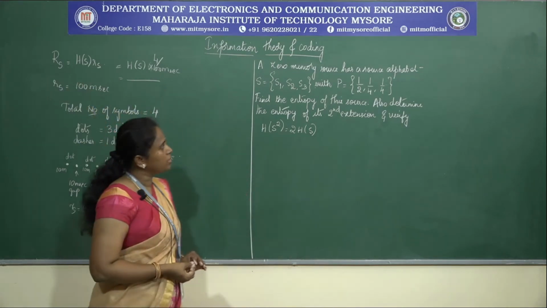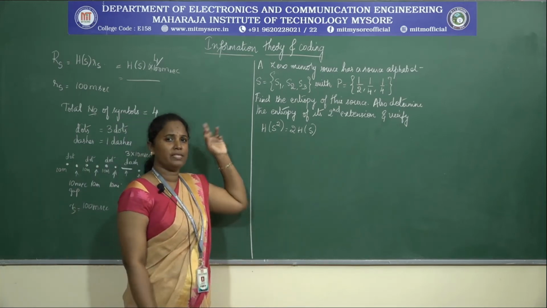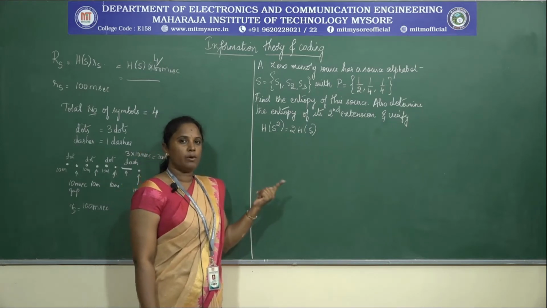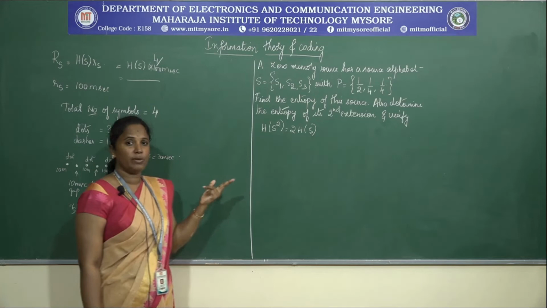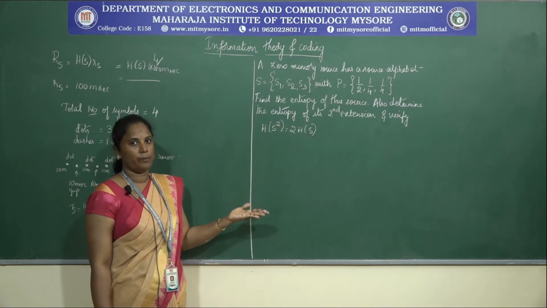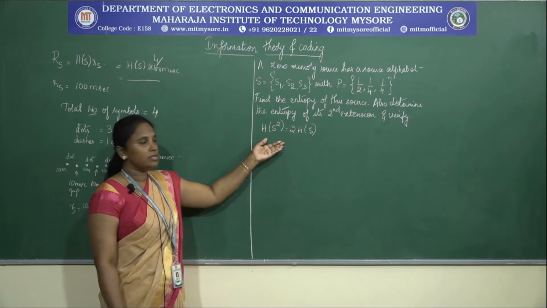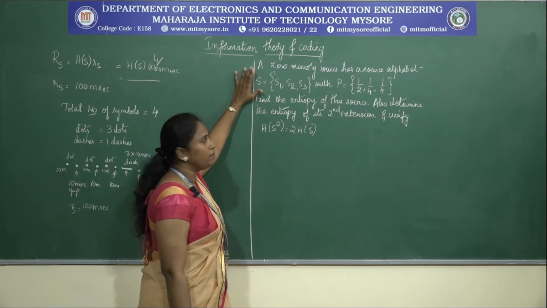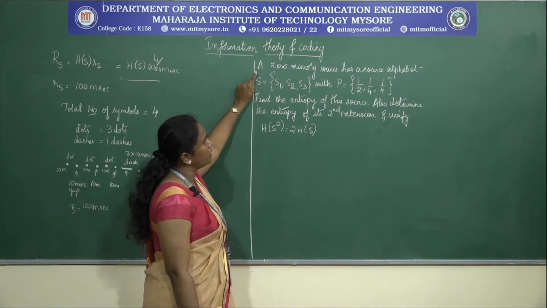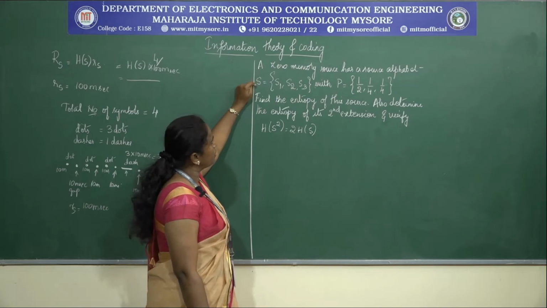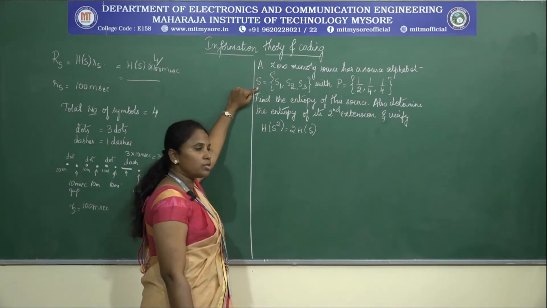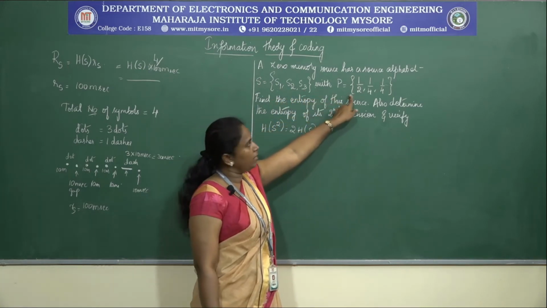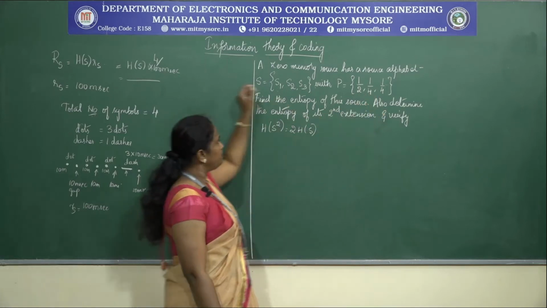Now coming to the next problem statement. In the previous class we discussed the extension of a zero memory source, where we discussed the second extension, third extension, as well as in general the nth extension. Related to those extensions, I have considered an example to simplify the problem. A zero memory source has a source alphabet consisting of 3 source symbols, S1, S2 and S3, with the corresponding probabilities 1 by 2, 1 by 4 and 1 by 4.